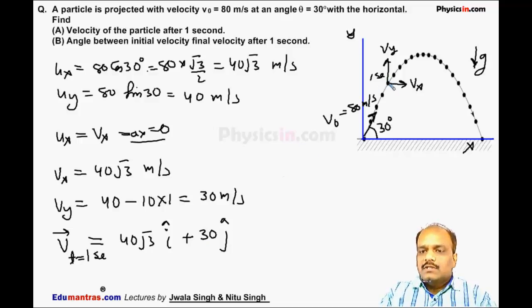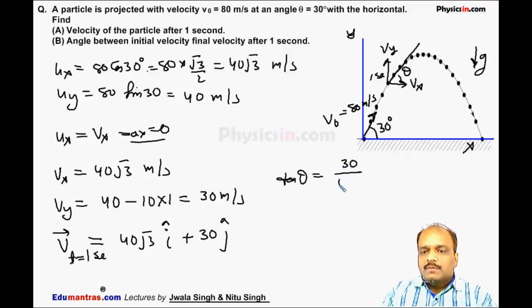Now we can say at this instant the angle made by this velocity is theta. Let this theta be such that tan theta at this instant can be written as Vy divided by Vx, which means 30 divided by 40 root 3. So theta is equal to tan inverse of 3 by 4 root 3, which is root 3 by 4.